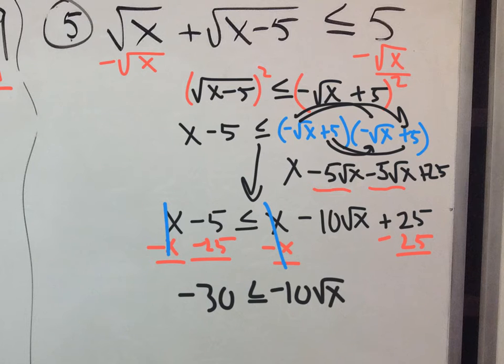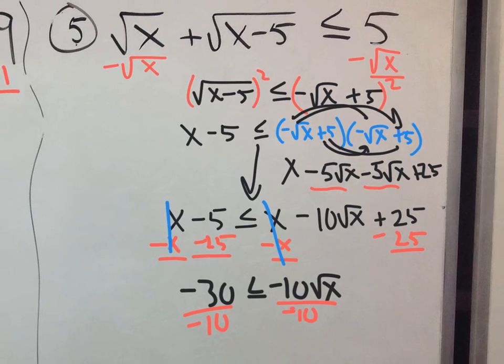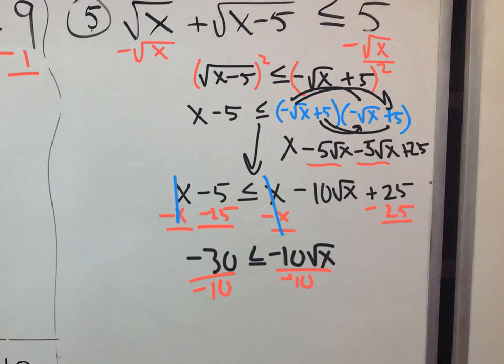What do I do next? Divide by negative 10. Now, when I say divide by negative 10, that's where you've got to switch your symbol because you're dividing by a negative. So, what do I have left? On my right side, I have a nice, beautiful square root of x. You flip the symbol, change to a greater than or equal to instead of a less than or equal to, and a positive 3 on this side.